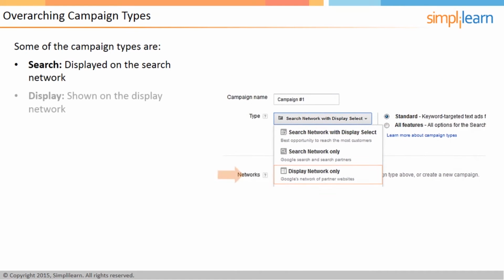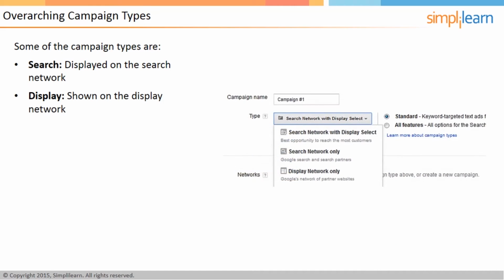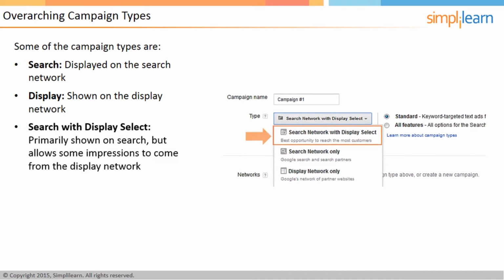You can make a display campaign. These are shown on the display network. So search is when someone typed in a search query and saw results, whereas display is publisher sites, which are non-search sites, and ads can be triggered in various ways across the display network. There's a third option, which is search with display select.